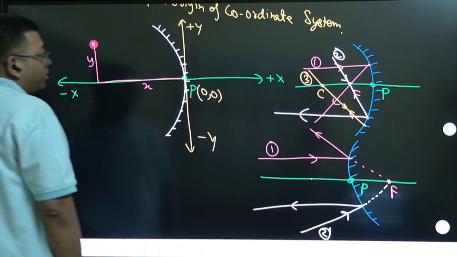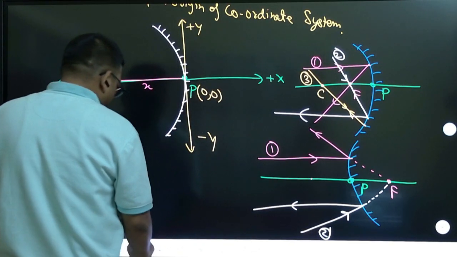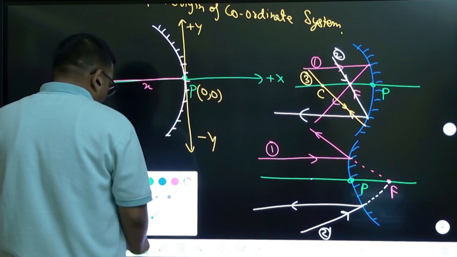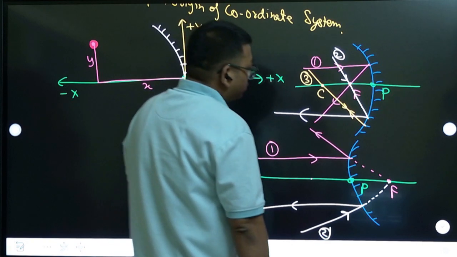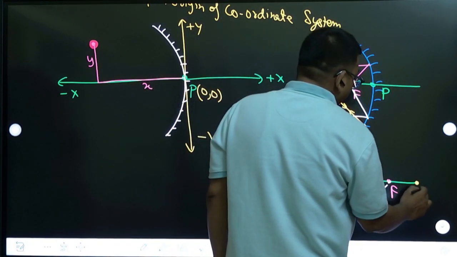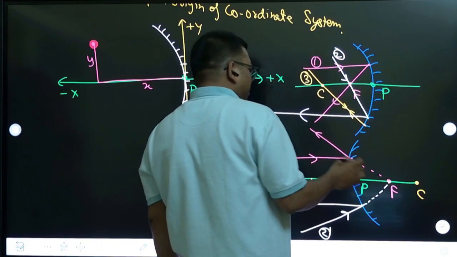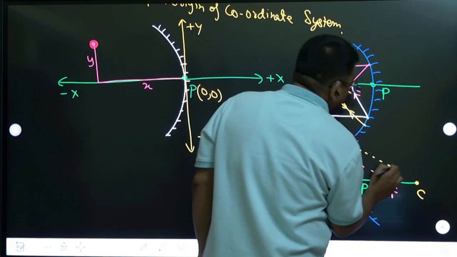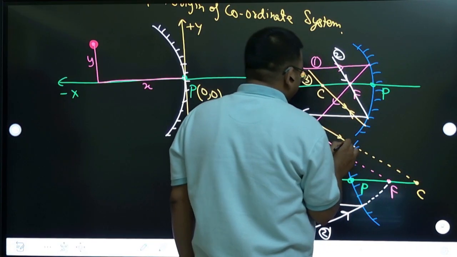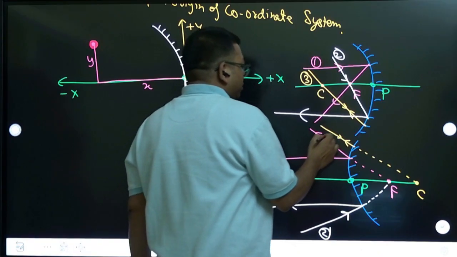And what is rule number three? Rule number three is for a ray which is trying to pass through the center of curvature. So suppose this is the center of curvature which is lying inside. If you take a ray which looks like it is going towards this center, it will return back along its path. This is rule number three.